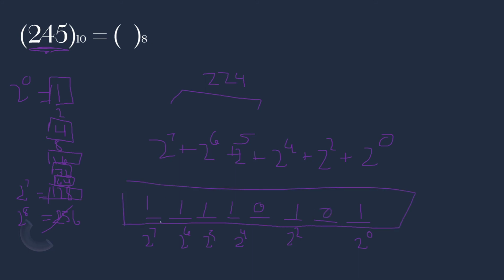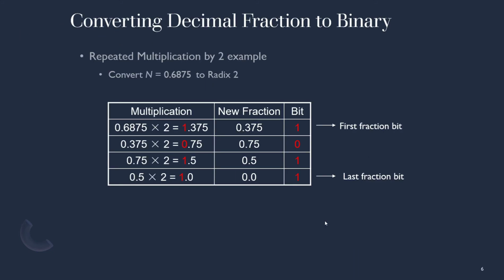245 in binary. So when we have a fraction part in a binary, when we're doing decimals with fractions, we need to separate the integer part and the fraction part. While we did the sum of weights method or the repeated division by 2 for the integer part, we're going to split the fraction part and we're going to do a multiplication of 2.